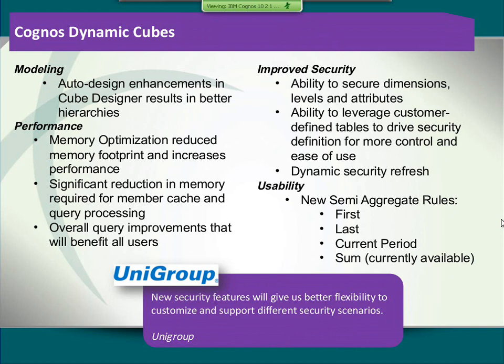Obviously, security is always important, so we have an ability to secure not only your dimensions, but your levels and your attributes. And we can leverage user-defined tables. So if you're an organization where in a lot of packages that you buy, within that package you identify in tables, these people have access to this particular data at this particular level, now you can take advantage of that information and use it within your application. You also have dynamic security refresh, which is very important. So if you're adding things over time, this puts you in a position where the security is taking place as opposed to waiting for a refresh on your dynamic cube.